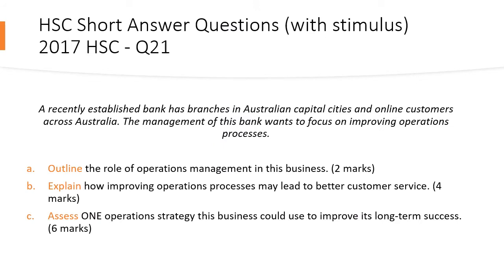Here is another question with stimulus. So here you've got a 2-marker, a 4-marker, and a 6-marker. So you're outlining, you're explaining, and then you're assessing.